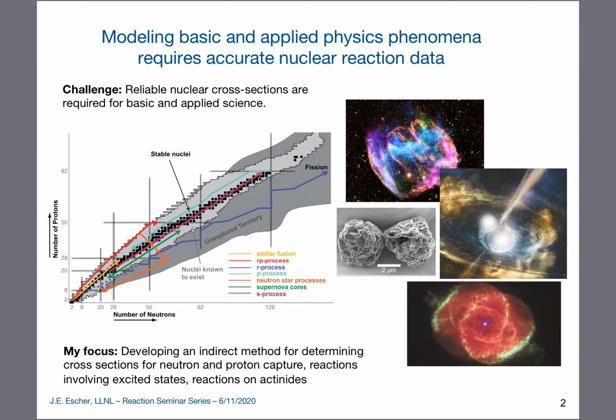And as you see in this chart on the left, there are other processes that we would like to understand. The I process, and we would like to understand how the P nuclei are made. For these processes, we need to have better knowledge of proton-induced as well as gamma-induced reactions. And one of the hallmarks of all of these is that they're often not known for unstable nuclei.